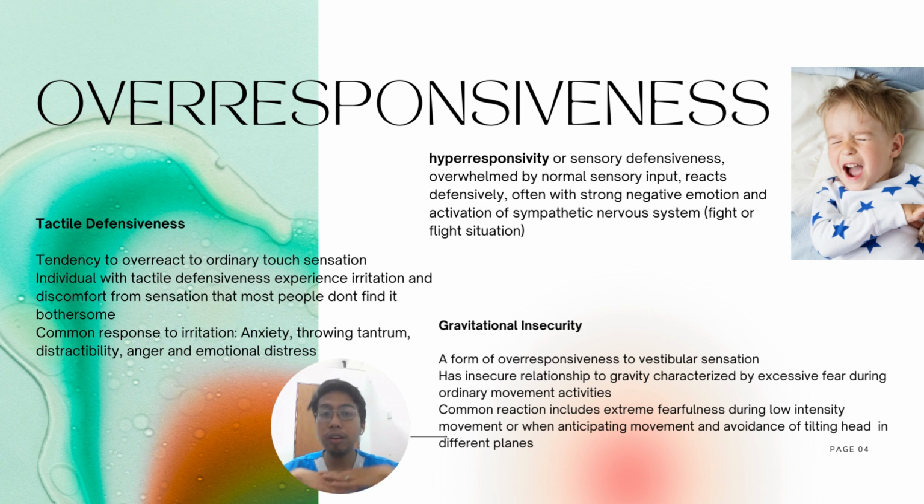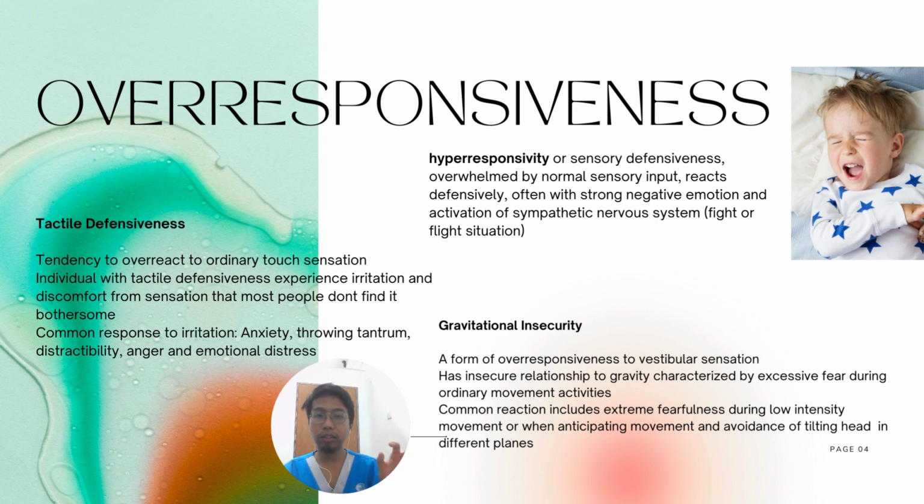Next is over responsiveness. Over responsiveness is, of course, I don't have to explain it because it's over. So they respond to the stimuli, but it is on top of the world. So the example is hyperresponsivity. Sensory defensiveness, overwhelmed by normal sensory input. Contoh kita peluk dia, macam move away from it. So that's an example of hyperresponsivity.